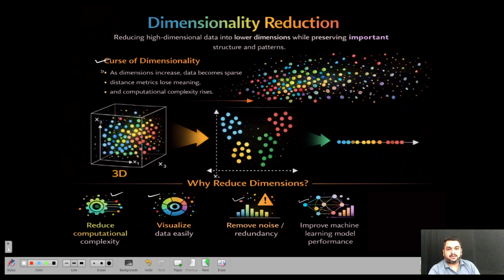So what is the curse of dimensionality in short? As dimensions increase, data becomes sparse. Distance metrics lose their meaning. A lot of data, a lot of features, and computational complexity rises.